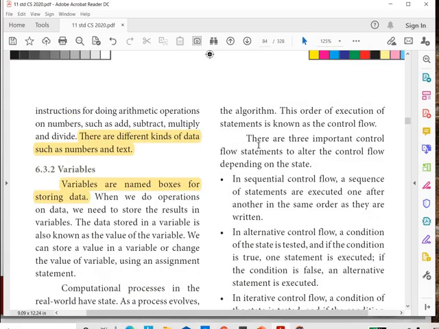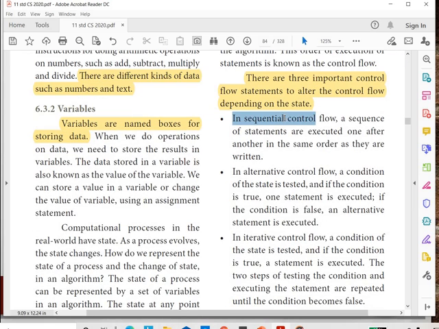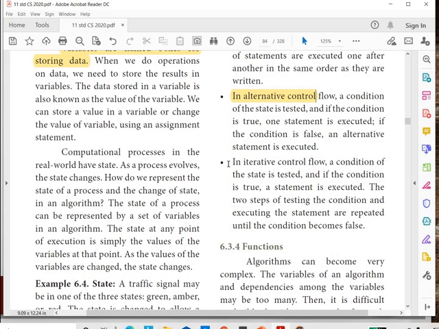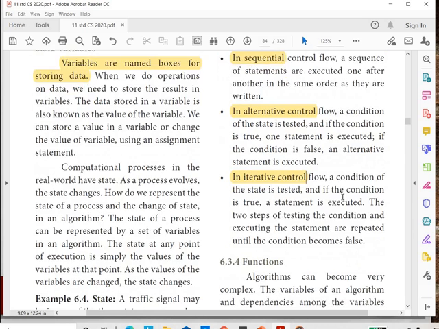There are three important control flow statements to alter the control flow depending on the condition or the state. One is sequence. Sequence means the statements are executed one by one. Alternative control: there will be a condition, based on that the flow will change. Then iterative. Iterative means based on the condition, a particular set of instructions is repeatedly done. So these three are important concepts which are going to be applied in your programming language.